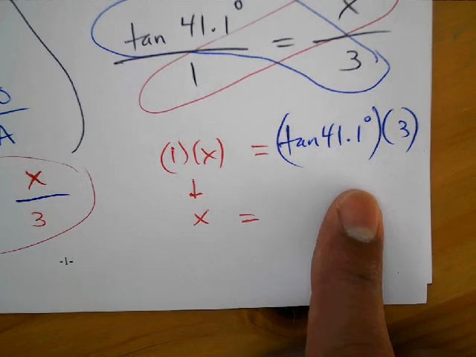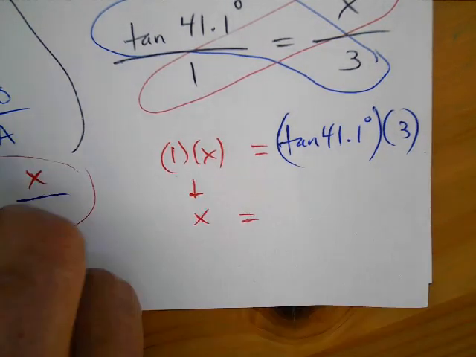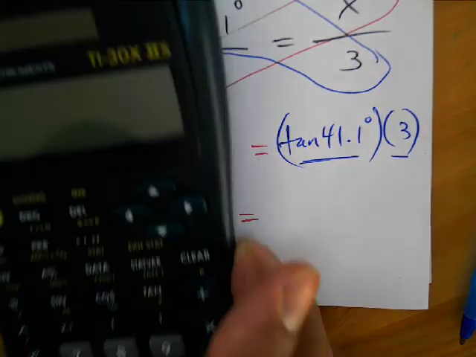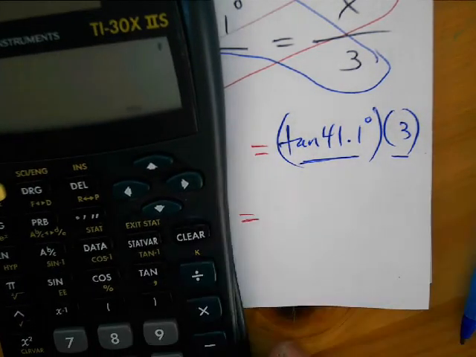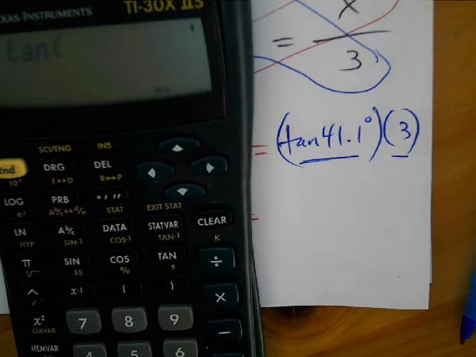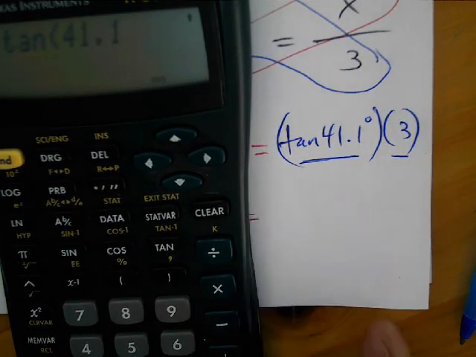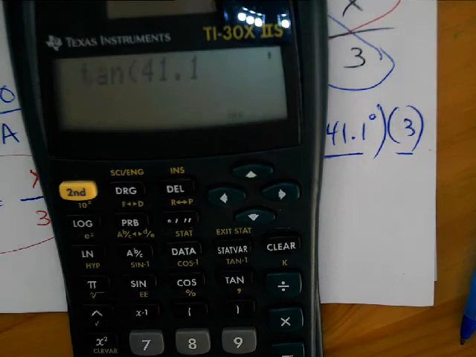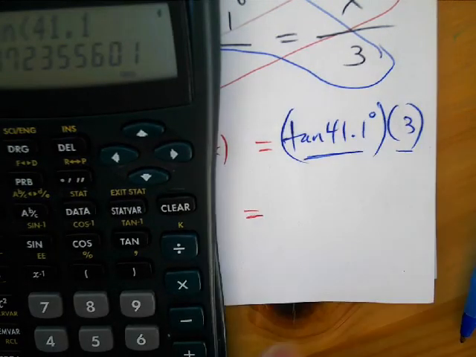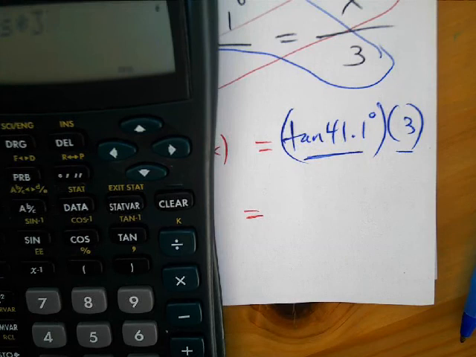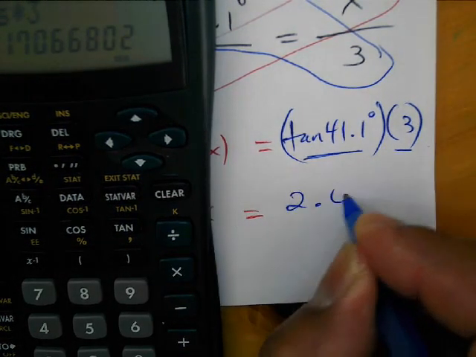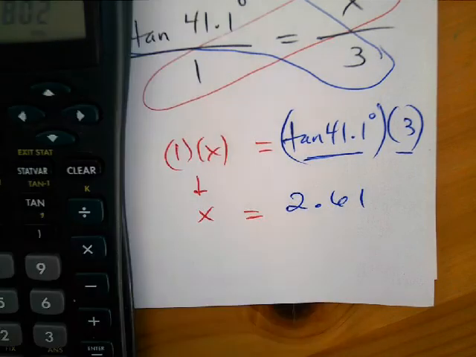Okay, so we finish this by what? Well, the rest is calculator work. You just got to multiply tangent of 41.1 times 3. That's where you get your calculator. Let's see. I'm going to go tangent 41.1 and hit equals. Hit the equal sign to get that value first. And then do times what? Well, in this case, times 3. And there's your answer, 2.61.